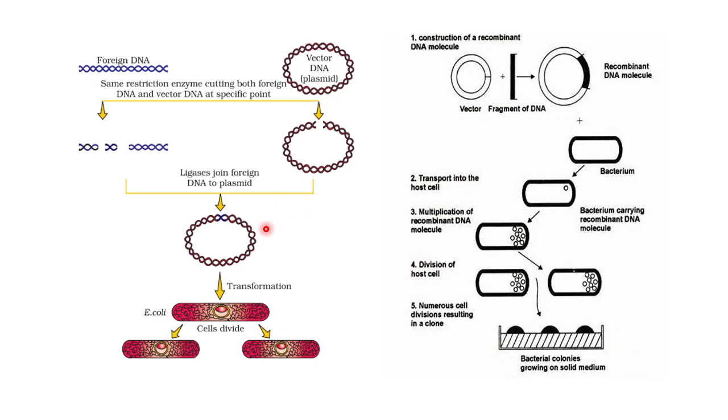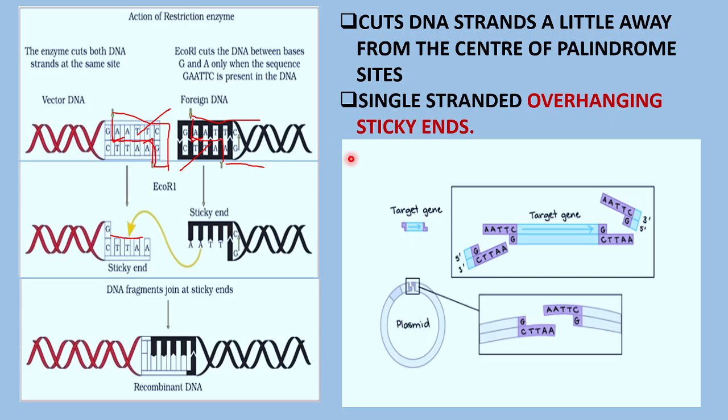So as you saw here, the restriction enzyme will cut DNA strands a little away from the center of palindromic sequences, leaving behind single-stranded overhanging sticky ends. As you see here, the target gene is the foreign DNA, and the plasmid is the vector DNA. So now the action of the restriction enzyme is limited only to this. After which, of course, we can join both of these two.